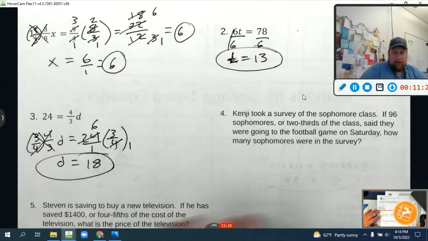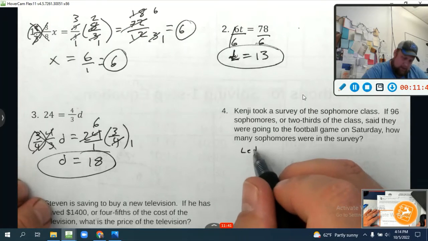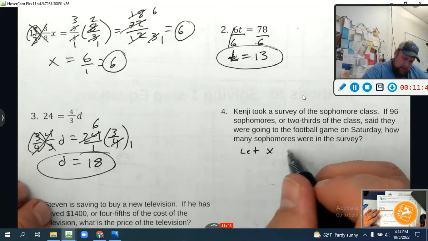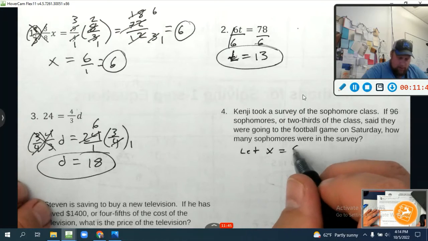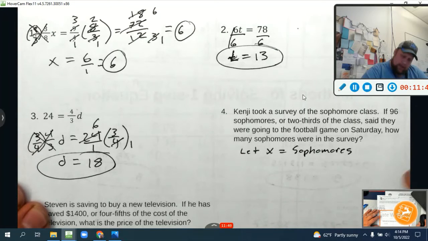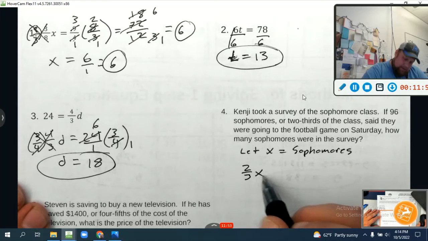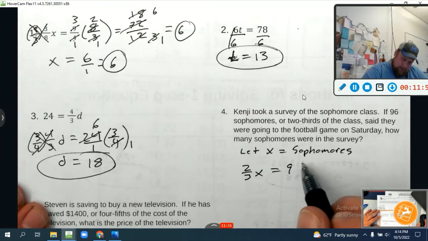Kenji took a survey of the sophomore class. If 96 sophomores, or 2/3 of the class, say they were going to the football game on Saturday, how many sophomores were in the survey? Well, I'm going to let x equal sophomores. And if that's true, I know that 2/3 times x should equal 96.